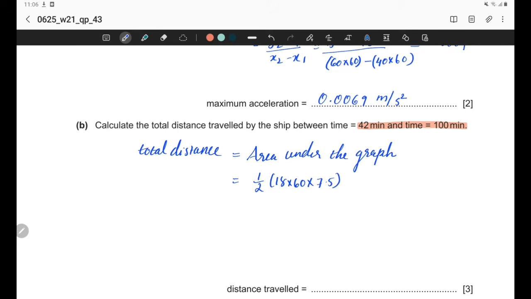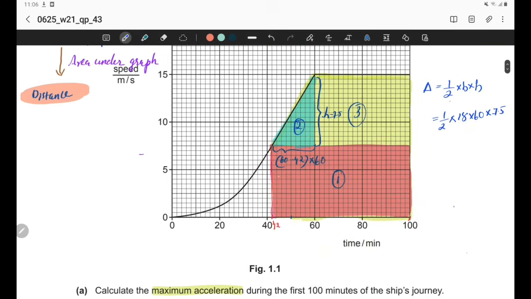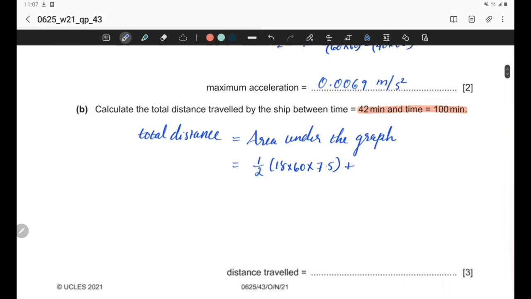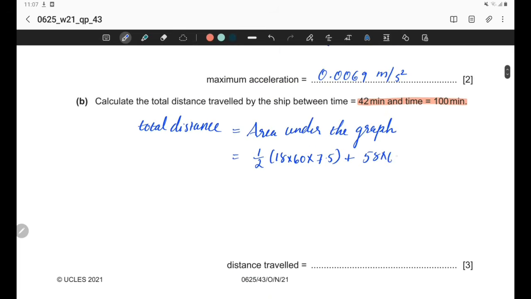This is the area of the triangle plus the area of the first rectangle, that is shaded with red highlighter. For this rectangle, the length is 100 minus 42, so that is 58 times 60. So this is the length. Likewise breadth is 7.5. So we can write 58 times 60, that is the length, times height 7.5.